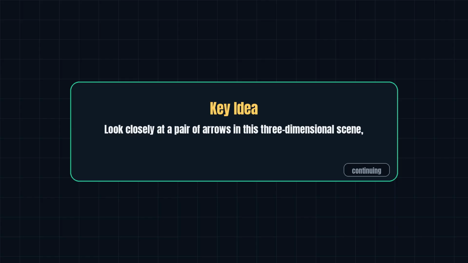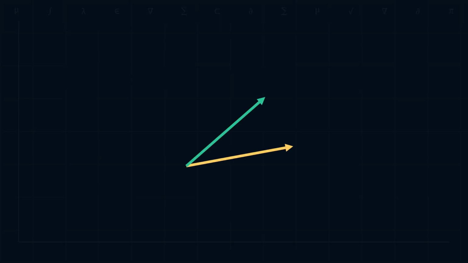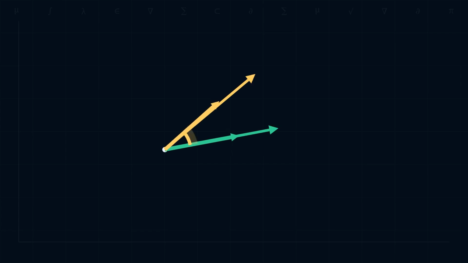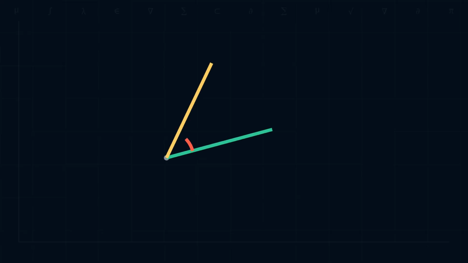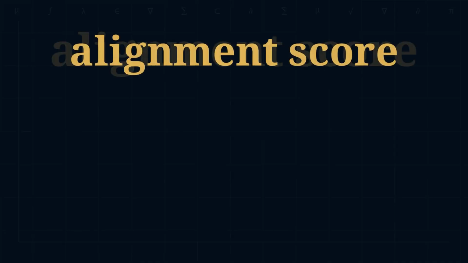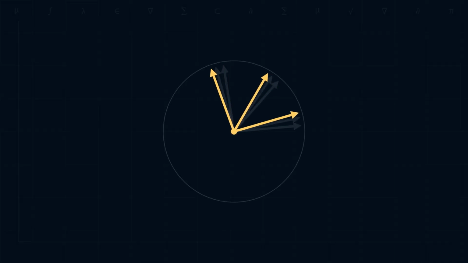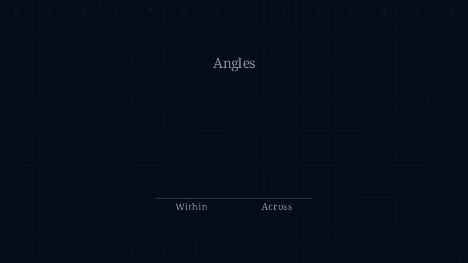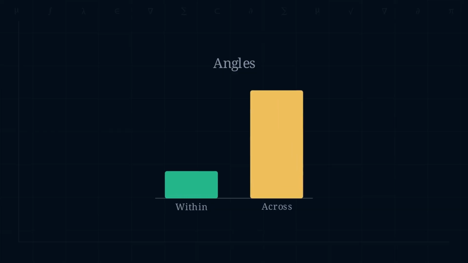Look closely at a pair of arrows in this three-dimensional scene with an angle arc drawn between them. The key quantity is how much the arrows point in the same direction, not just how far apart the tips sit. When alignment increases, the angle arc shrinks, and the projection of one arrow onto the other grows. In practice, models often care about this alignment score, so the transformation you see is many tiny rotations around the origin that reduce angles inside a cluster and increase angles across unrelated clusters.